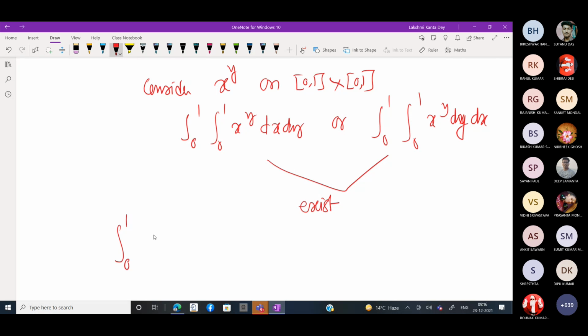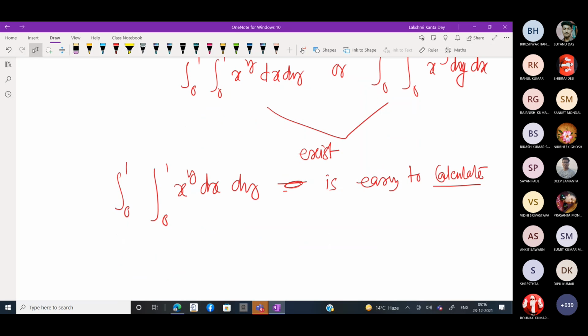But what happens if you try to calculate the integral from 0 to 1, 0 to 1 of x to the power y dx dy? This is easy to calculate, and it is going to be equal to ln 2.